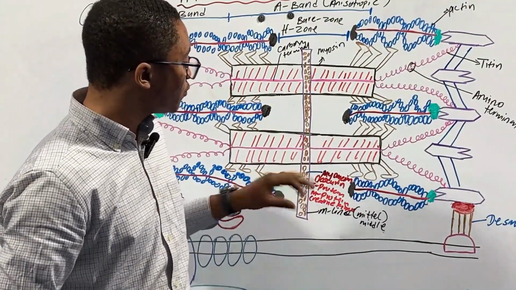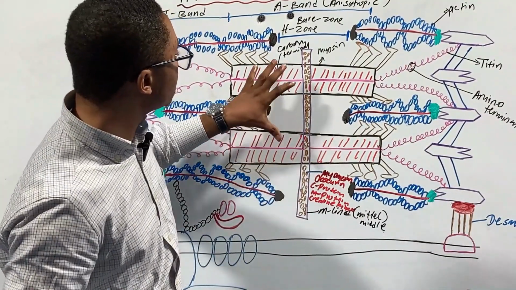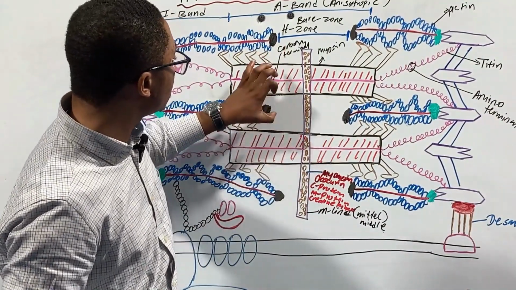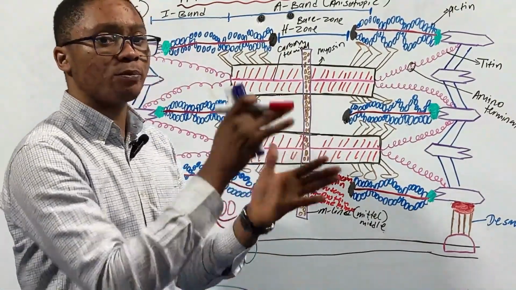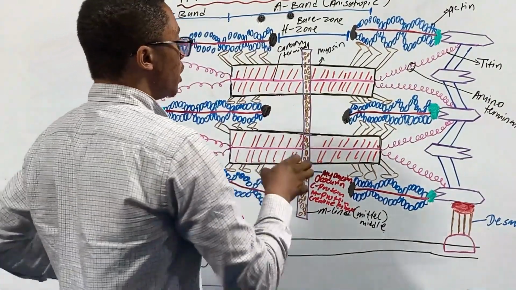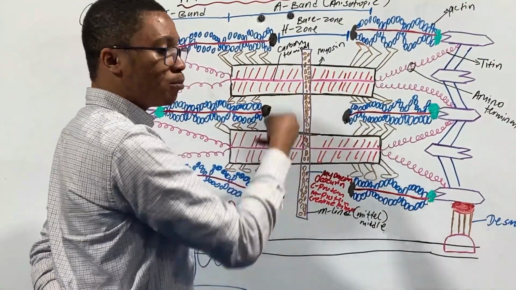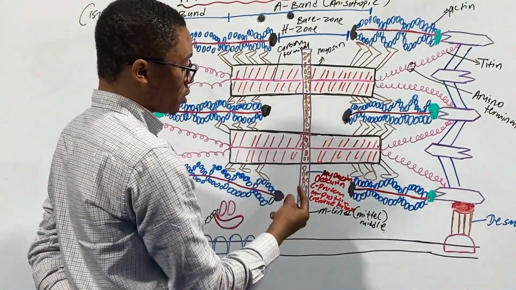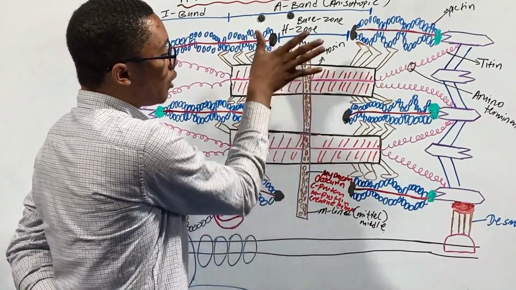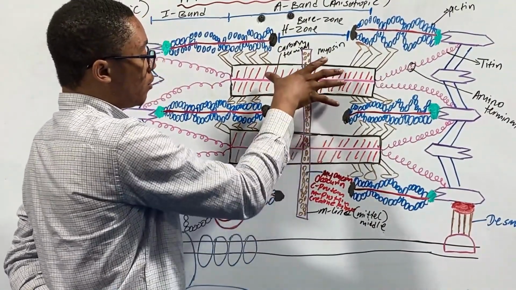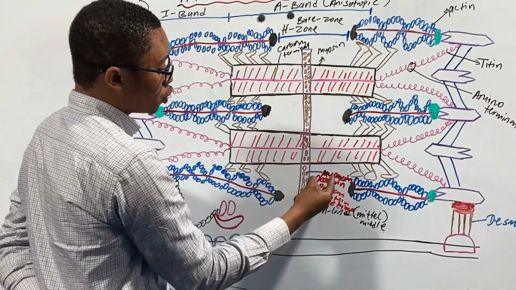Now let's talk about the importance of these M-line proteins. Myomesin helps to stabilize the myosin, to keep them in their spatial relation. Remember, I said that the titin attaches to the M-line protein, specifically to the myomesin, which helps stabilize their relationship so that they keep their spatial relation to each other. So that is the function of myomesin.